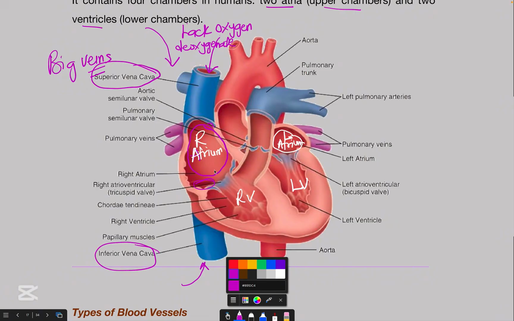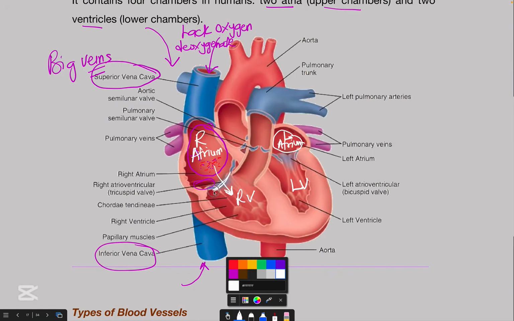Now, this blood that is now here is present in this particular place, you can see here. The blood from the inferior vena cava and superior vena cava will now go to the right atrium, and from the right atrium to the right ventricle. There's a valve here.